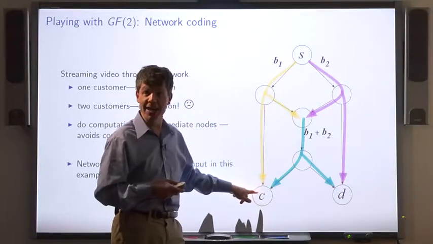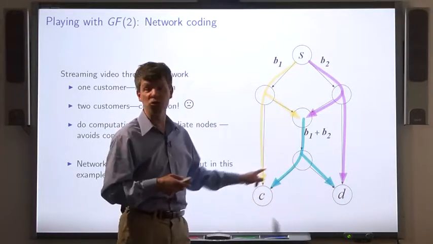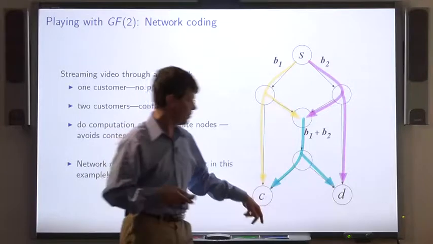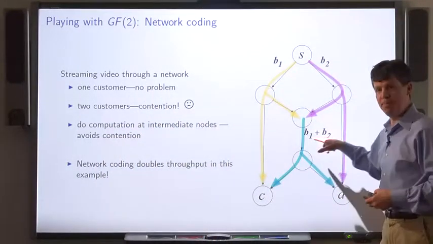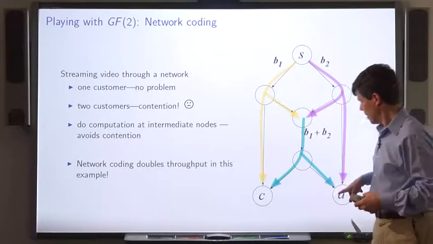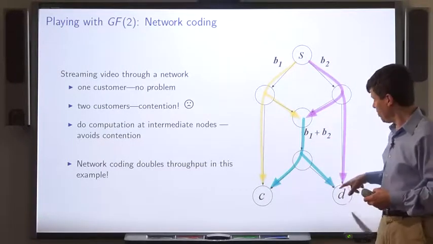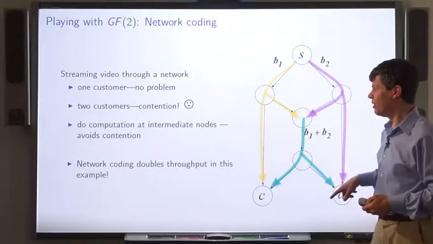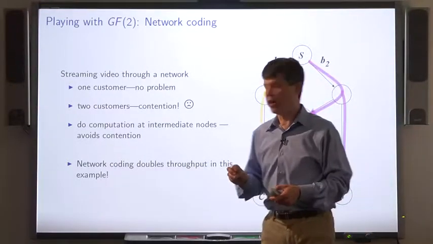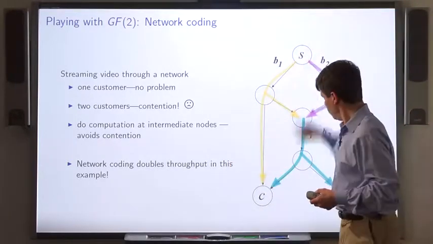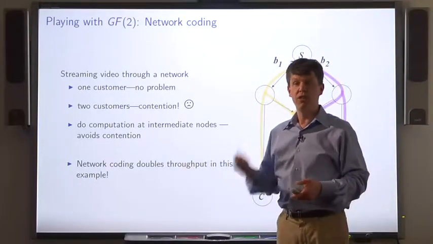This recipient can obtain B2 by subtracting B1 from the sum. This recipient gets the bit B2 and the bit B1 plus B2, so can obtain the bit B1 by subtracting. So you see, in this case, you can effectively double the throughput from this source to these two recipients using GF2 addition.